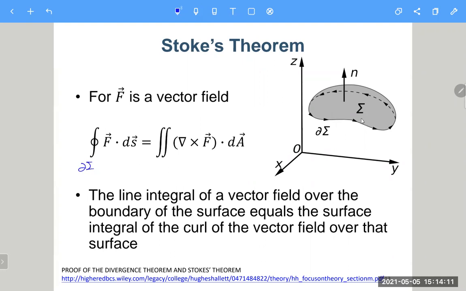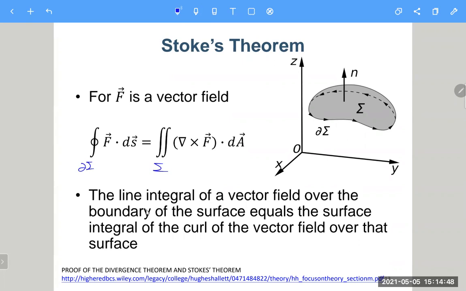And this one is the sigma. So this double integral is calculated over this surface, and this line integral is, of course, calculated over this closed path. So here it means that the line integral of the vector field over the boundary of the surface equals the surface integral of the curl of the vector field over that surface. So this is the description for these two theorems.